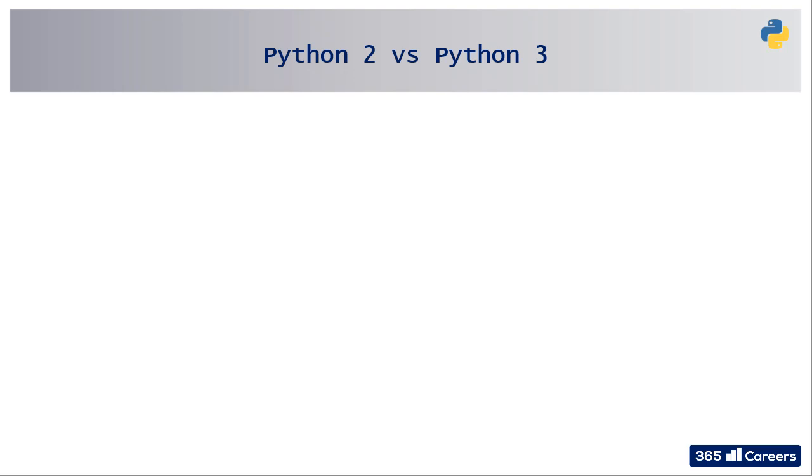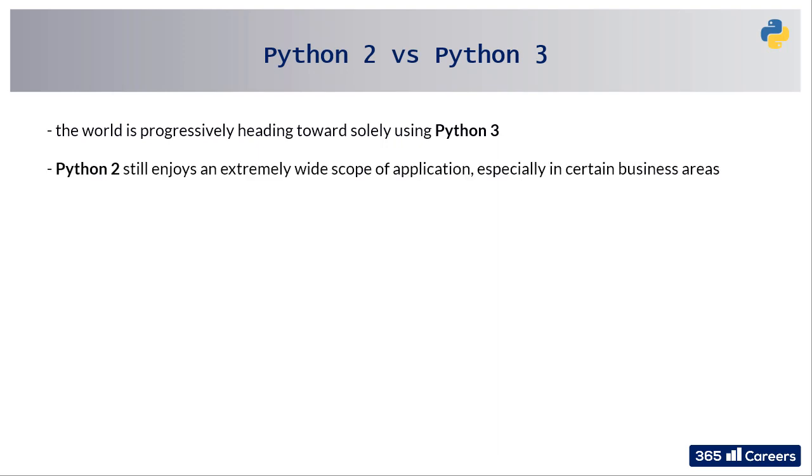There's no doubt it is confusing for newcomers that there's a programming language with two actively used versions. And although the world is progressively heading towards solely using Python 3, Python 2 still enjoys an extremely wide scope of application, especially in certain business areas. In the meantime, don't worry if talking about the distinctions between them seems a bit too technical.